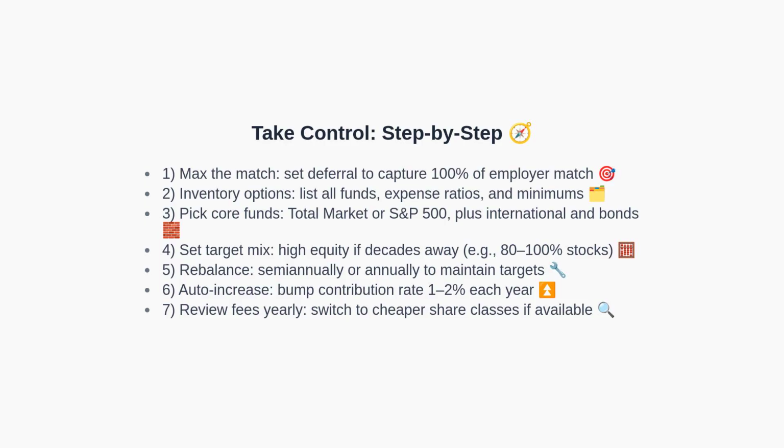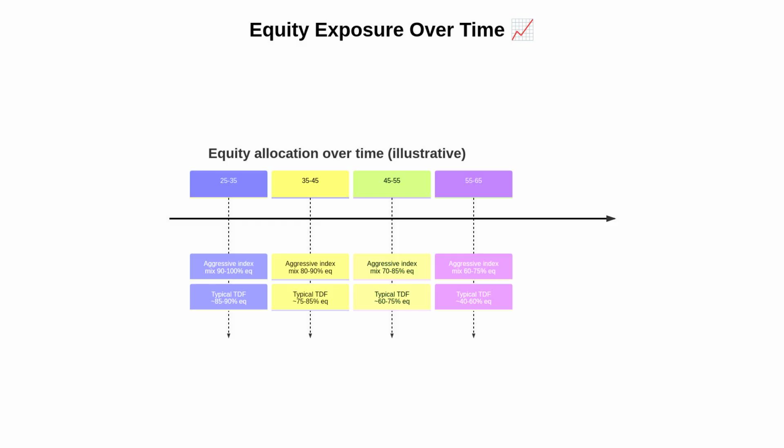Next, let's visualize how equity exposure can differ over time. This timeline contrasts an aggressive, equity-heavy index mix with a typical target date fund glide path. In the early decades, the aggressive mix maintains very high equity exposure, often near 90 to 100%. Meanwhile, a typical target date fund may already be reducing equity exposure into the mid-80% range. As time progresses, the aggressive mix steps down more gradually, while the target date fund generally accelerates its shift to bonds.